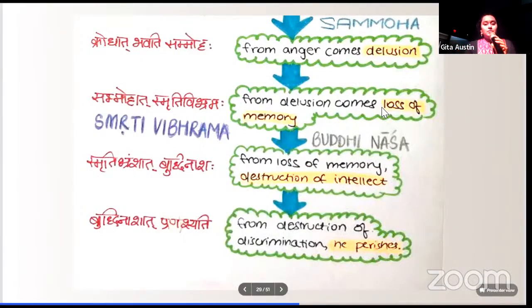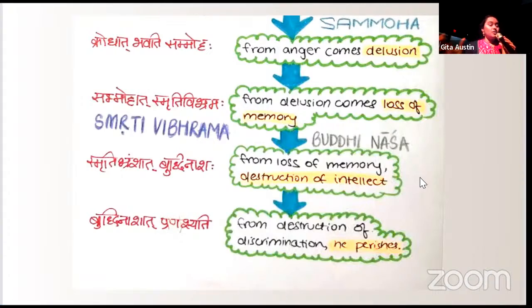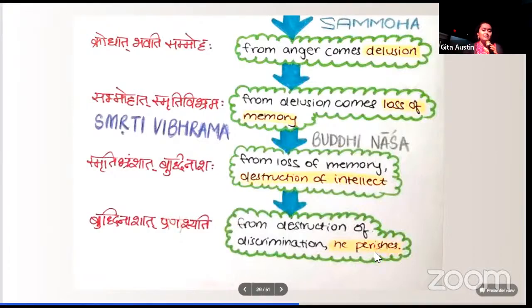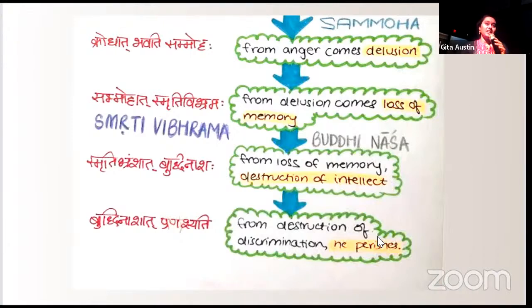And from that smriti vibhrama, you get buddhinasha. You're not able to discriminate between anything. You lose your sense of intellect and discretion ability. You're only fixated on that one thing, forget everything else. And because of this, you die. Die here doesn't mean that you physically die, but you as a person with human capabilities, your mind is not working anymore. So this is how everything even starts.